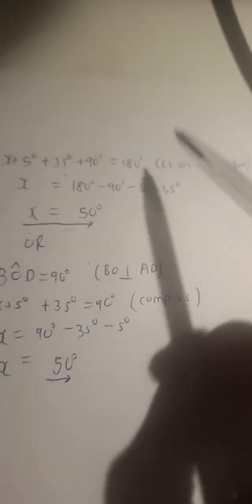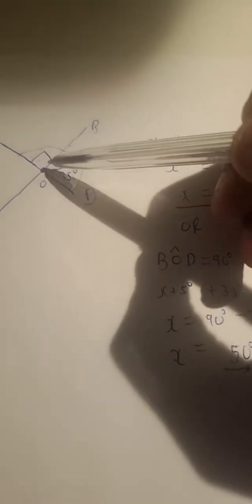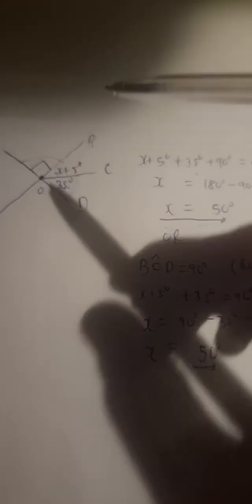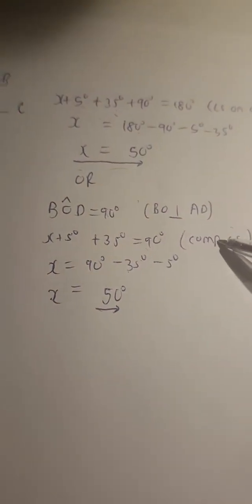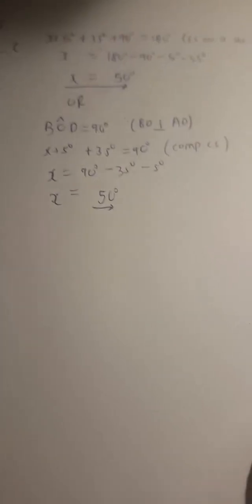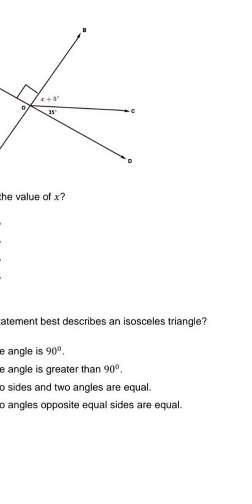Or if we don't use that method, we could use this one, where we can see, if this is 90 as the box suggests, then it means that this angle BOD, this entire angle, is also 90 degrees. Why? Because BO is perpendicular to AD. Then we can say x plus 5 plus 35 is equal to 90 degrees, complementary angles, and then we can solve for x from there. Okay, so going back to this one.